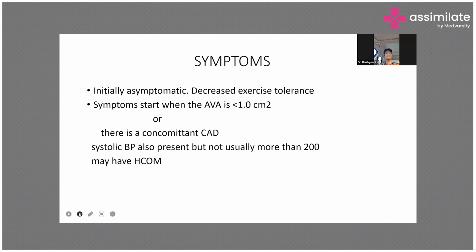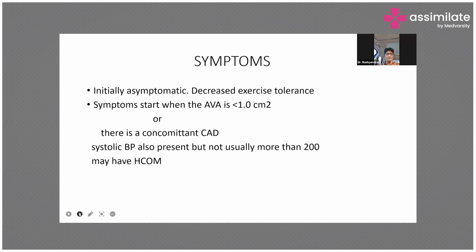Okay. Symptoms: initially, the patient will be asymptomatic unless you do an echo. Usually, you may not be able to find out that there is a problem with the aortic valve. The patient complains only of decreased exercise tolerance. Over a period of time, the patient develops other symptoms. He doesn't have even breathlessness, but only during exercise there may be some problems. The symptoms start only when the aortic valve area is less than 1 centimeter squared, or if there is a concomitant other heart disease like coronary artery disease.